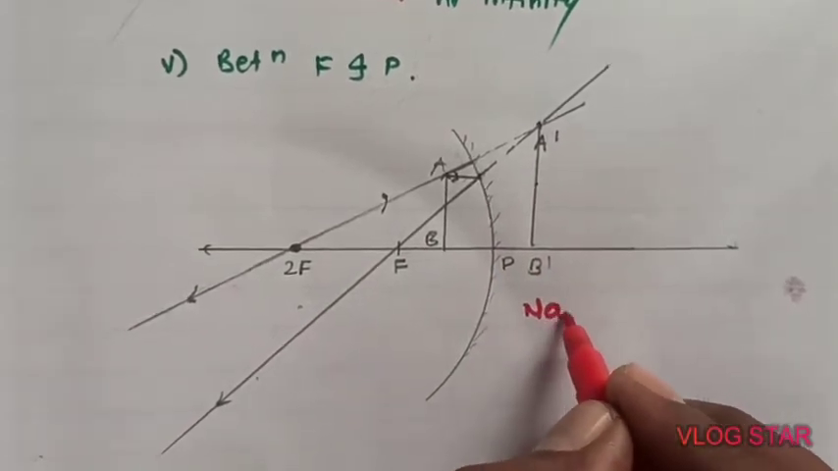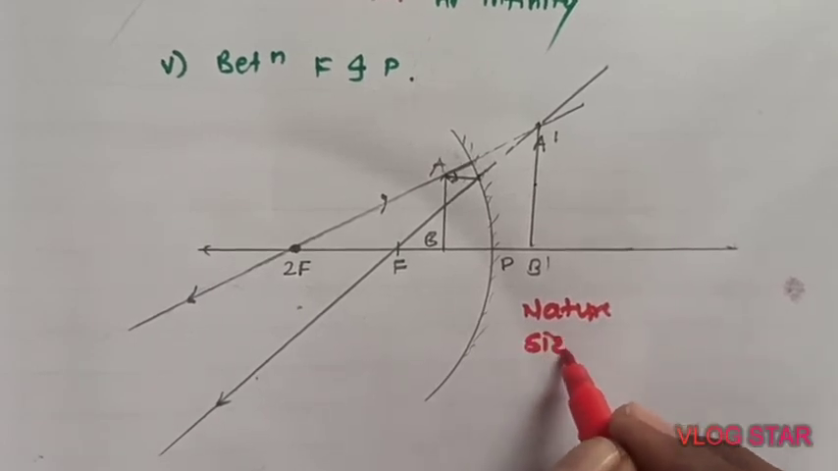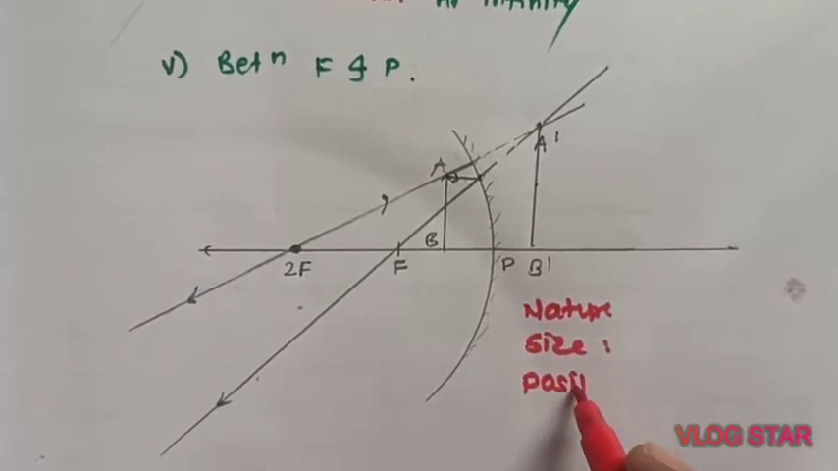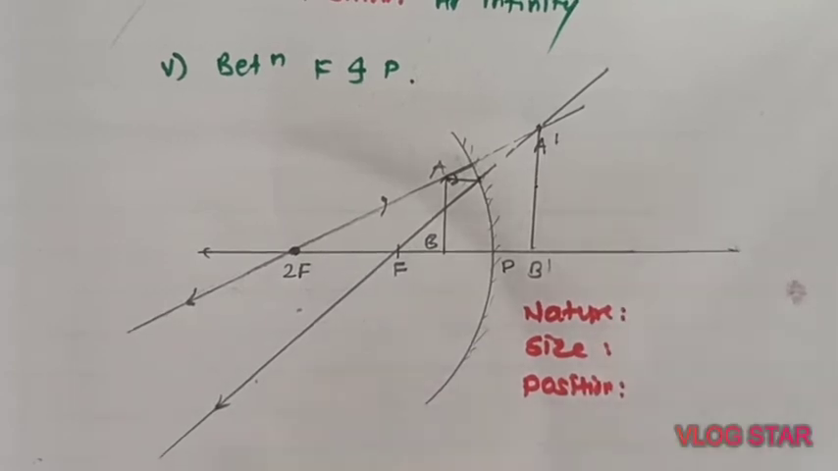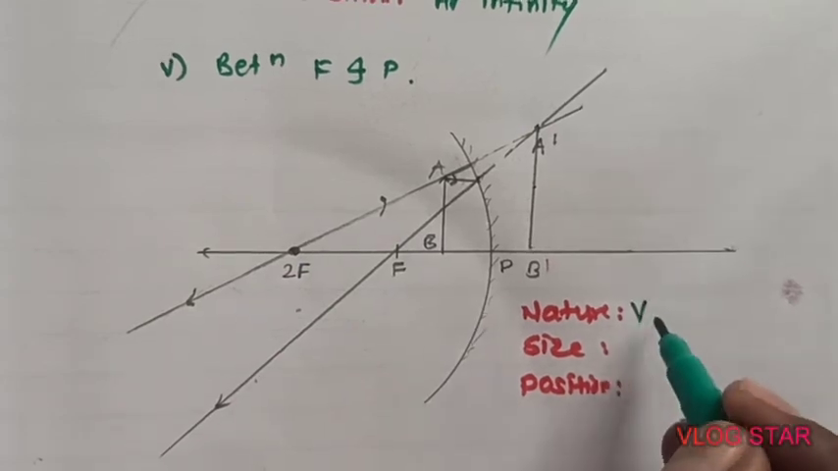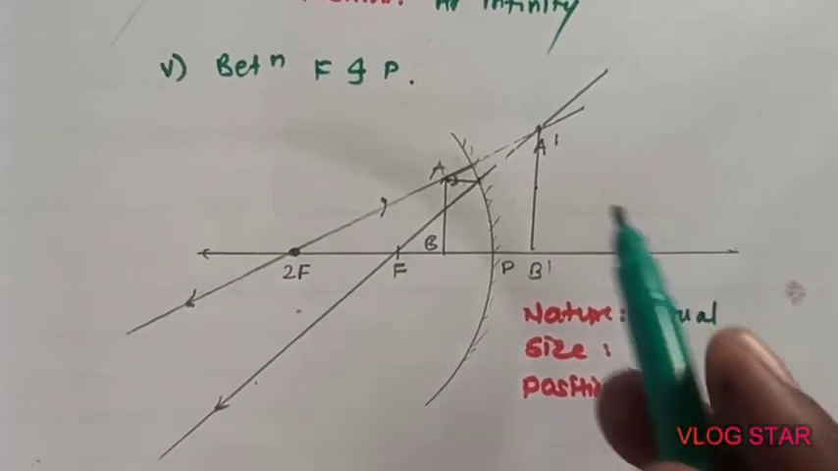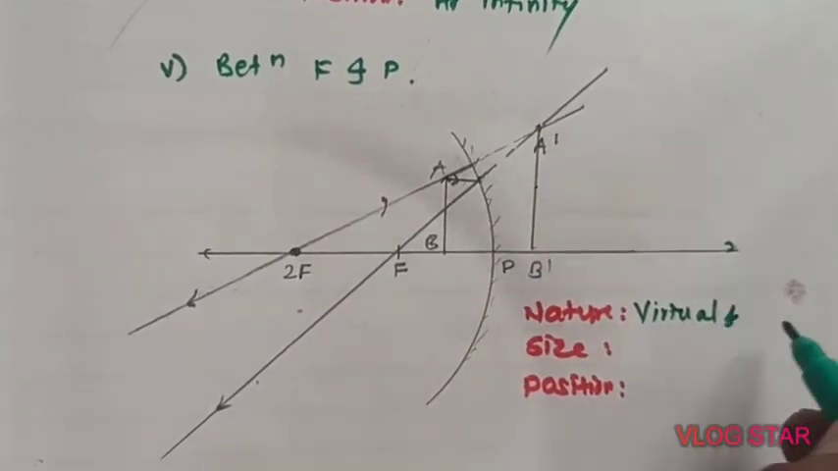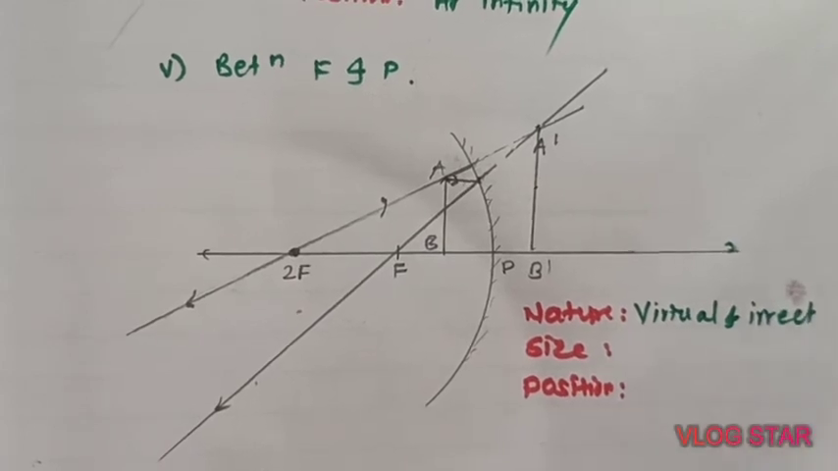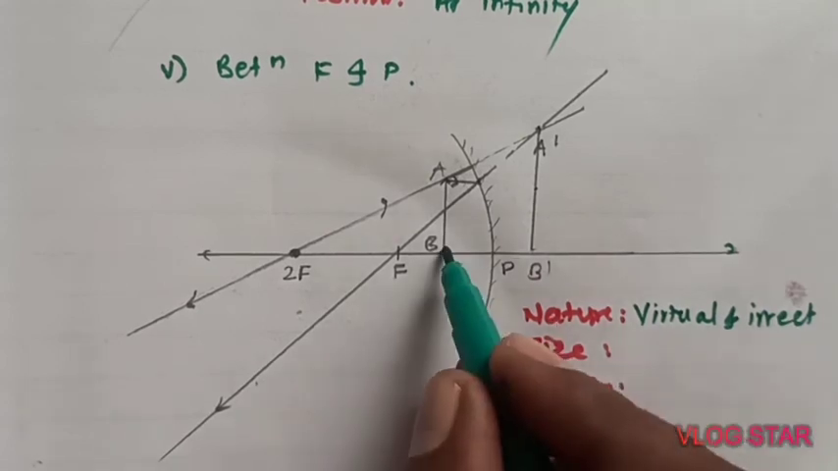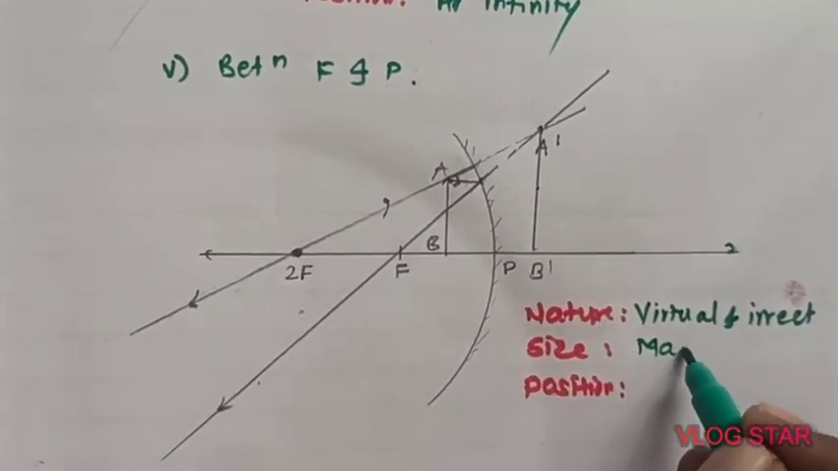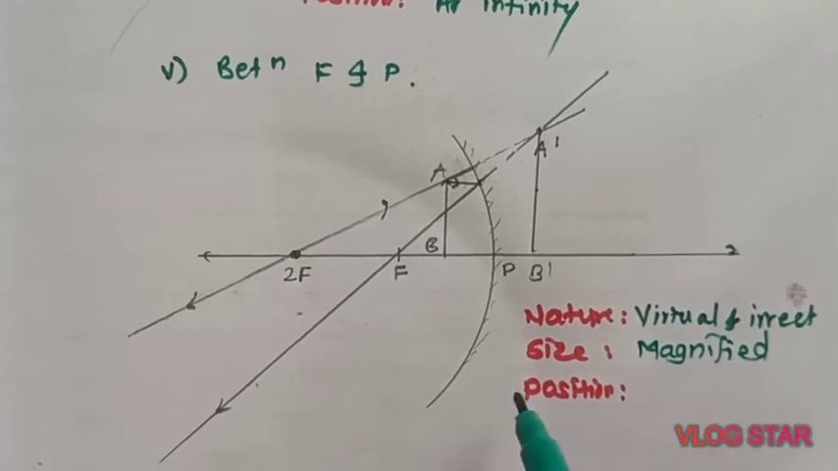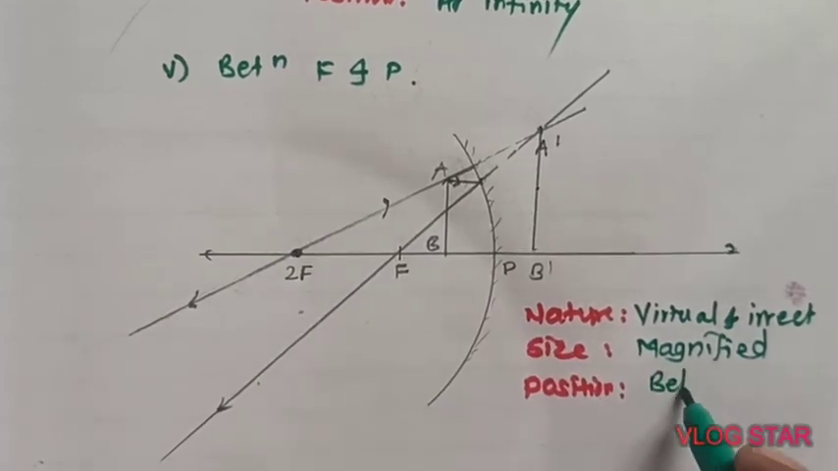So what is the nature, size and position? You can tell the nature: this is the only case where the image is not real, so it is virtual. It is not inverted, not downside the axis; it is above the axis, so it is erect. So this is the only case which is different from all others. What is the size? This is bigger than the object, so magnified. And the position is behind the mirror.